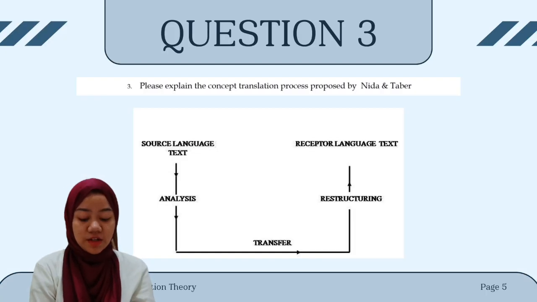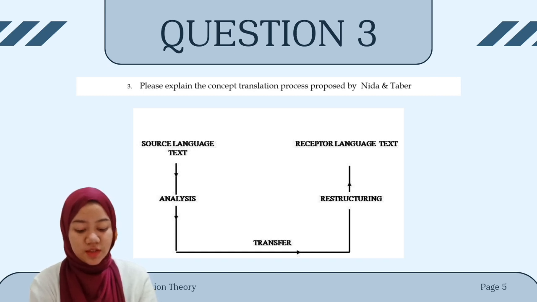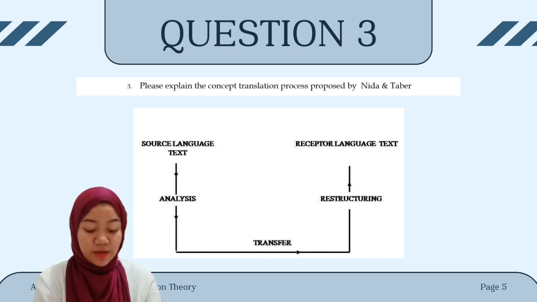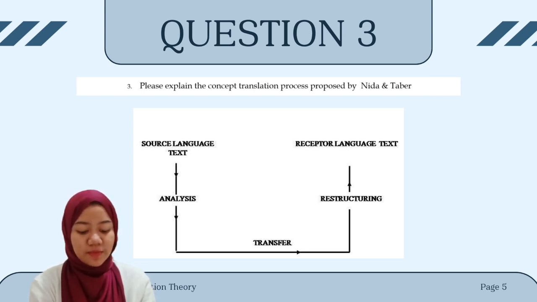And the third question, please explain the concept of translation process proposed by Nida and Taber. Nida and Taber introduced 3 stages in the process of translation. This process begins by analyzing source language into grammatical and semantic structure of the target language, and then transferring the meaning, and at last by reconstructing the grammatical and semantic structure into the appropriate target language forms in order to create an equivalent target text.